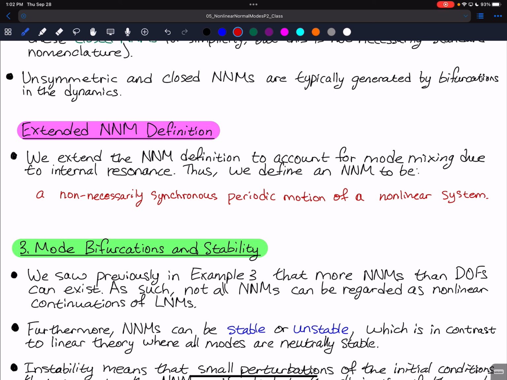And by extending this definition, we can now account for the features of internal resonance and include those as being part of a nonlinear normal mode. Whereas with the Rosenberg definition, that definition breaks down for internal resonances, despite internal resonance still being periodic. Okay. All right, any questions so far? All right, we got a few more pages and then we'll be done today.